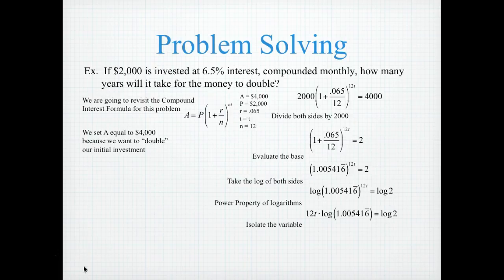And now we're going to isolate our variable. So we divide both sides by 12 and the log of 1.005416 repeating, and that gives us a value of t is about 10.69. So it will take 11 years for this money to double.